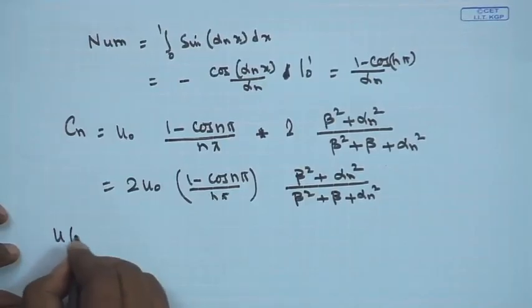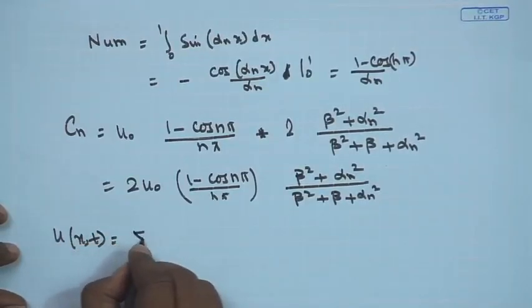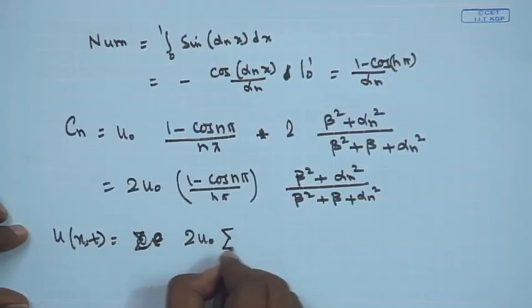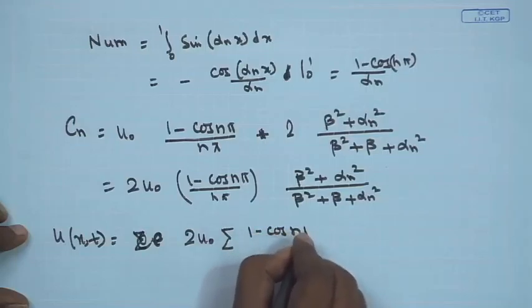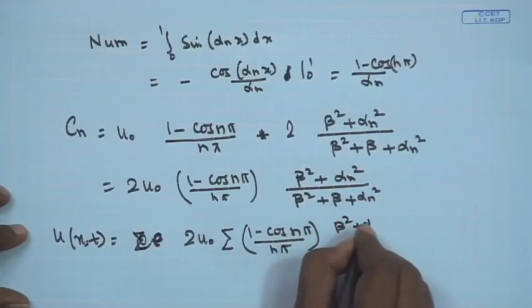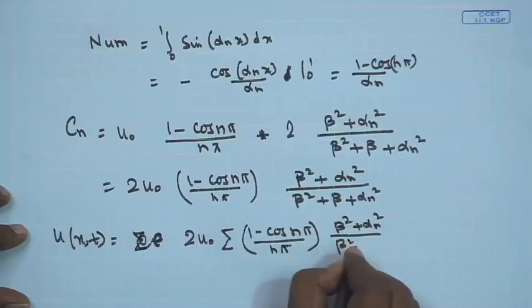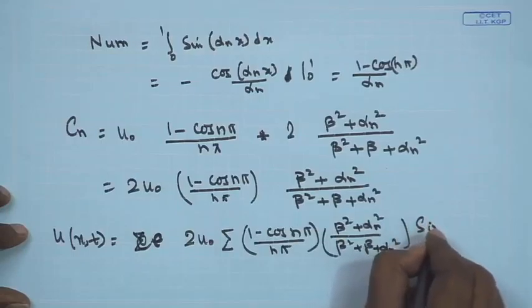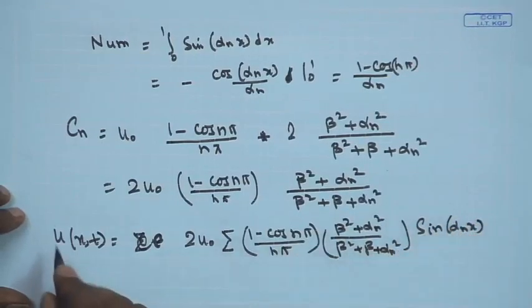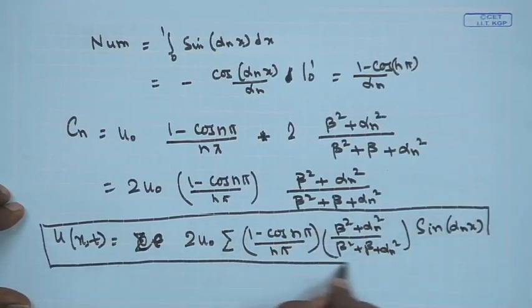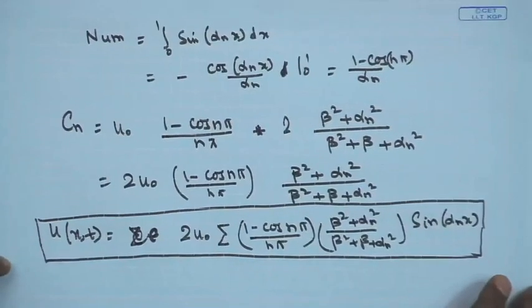U as a function of x and t is the summation of 2 u naught, summation of 1 minus cosine n pi divided by n pi, times beta square plus alpha n square divided by beta square plus beta plus alpha n square, times sin alpha n x. So, this will be the complete solution for the third kind of parabolic partial differential equation, a well posed problem with the boundary condition as a Robin mixed boundary condition.